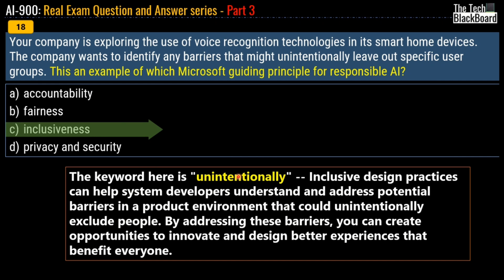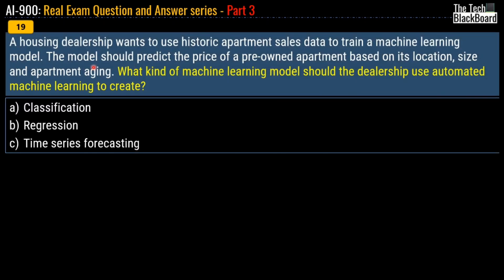all groups of life. Question number 19 says a housing dealership wants to use historic apartment sales data to train a machine learning model. The model should predict the price of a pre-owned apartment based on its location, size, and apartment aging. What kind of machine learning model should the dealership use automated machine learning to create? And your options are classification, regression, or time series forecasting.